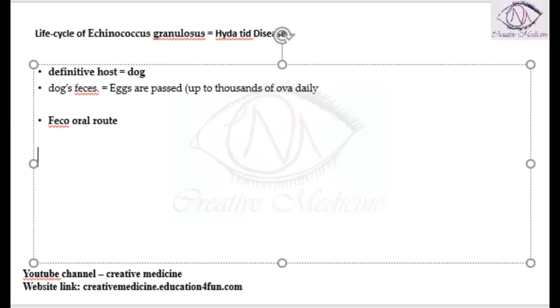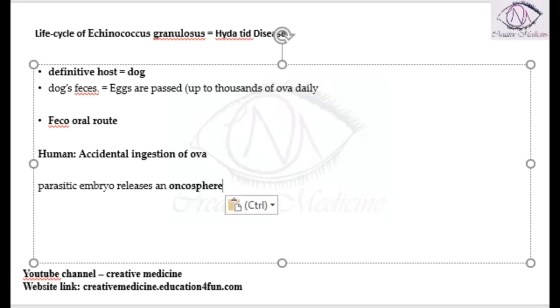the ova. Ingestion of the ova results in the development of the parasitic embryo, which releases the oncosphere in the duodenum. This embryo of Echinococcus granulosus releases the oncosphere in the human duodenum. Now what does this oncosphere do?